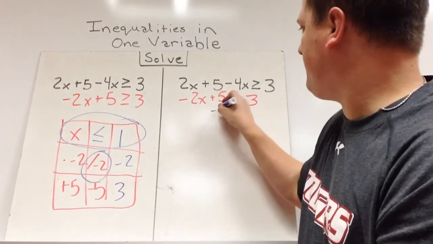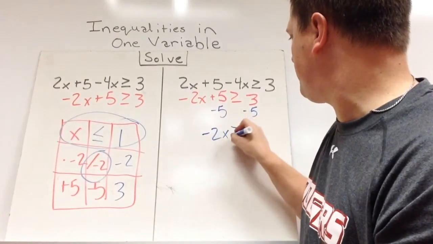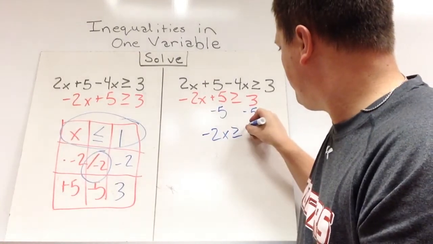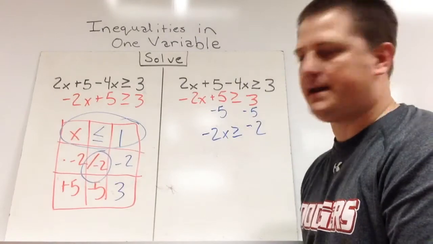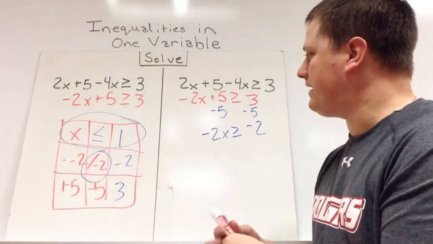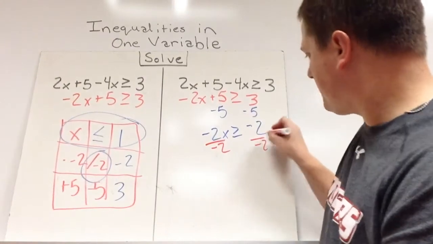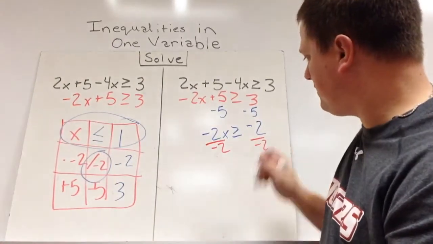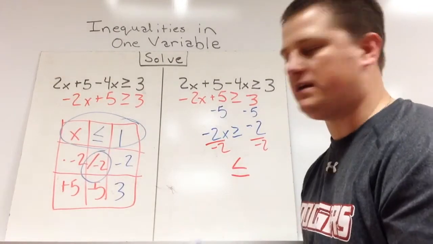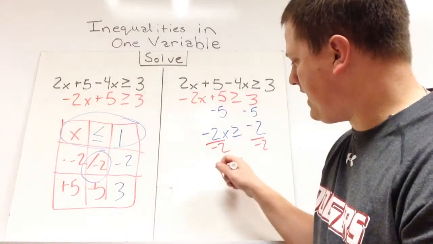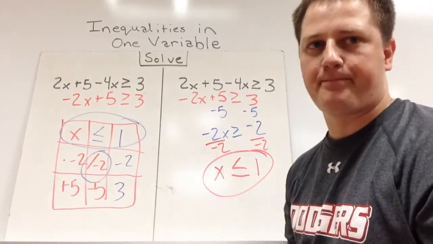So I'm going to subtract 5. Negative 2x greater than or equal to negative 2. The reason it stays that is I didn't divide or multiply by a negative number. But our next step we will. I'm going to divide by negative 2. Because I divided by this negative number here on the bottom, I have to change it to a less than or equal sign. Always change it to its opposite. This is going to give me x is less than or equal to positive 1.